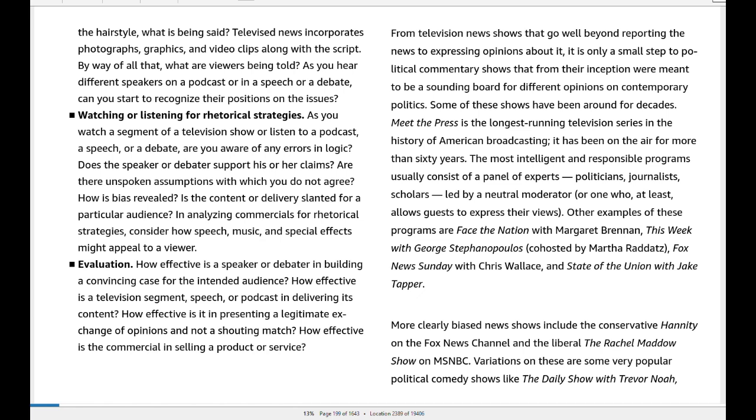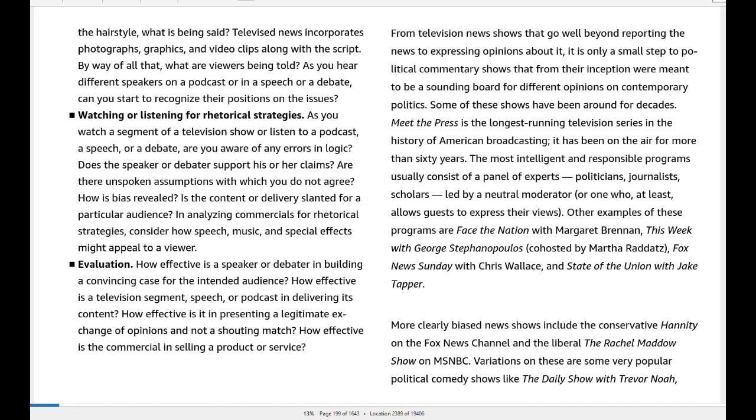The most intelligent and responsible programs usually consist of a panel of experts, politicians, journalists, and scholars, led by a neutral moderator, or one who at least allows guests to express their views. Other examples of these programs are Face the Nation with Margaret Brennan, This Week with George Stephanopoulos, co-hosted by Martha Raddatz, Fox News Sunday with Chris Wallace, and The State of the Union with Jake Tapper. More clearly biased news shows include the conservative Hannity on the Fox News Channel and the liberal The Rachel Maddow Show on MSNBC.